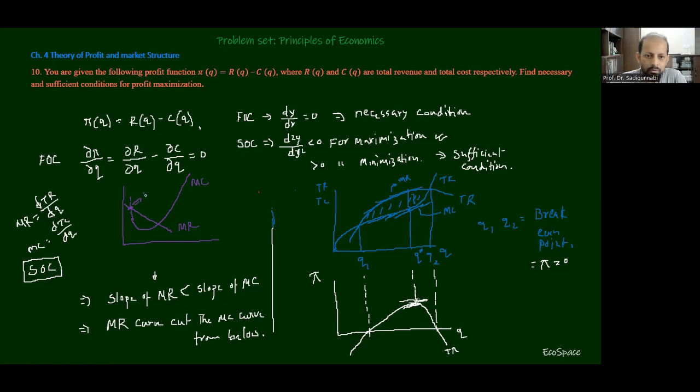So this is not a sufficient condition. Here you see that the MR curve cuts the MC curve from below. So this is our sufficient condition. This fulfills our sufficient condition. Okay. So this is our Q star. All right. And this is not our Q star.